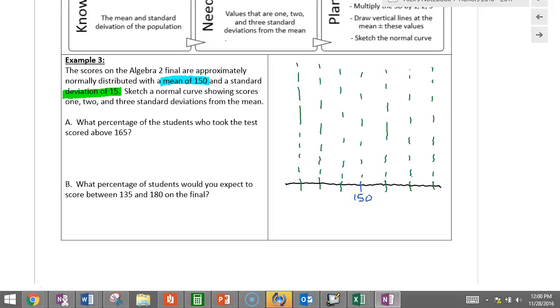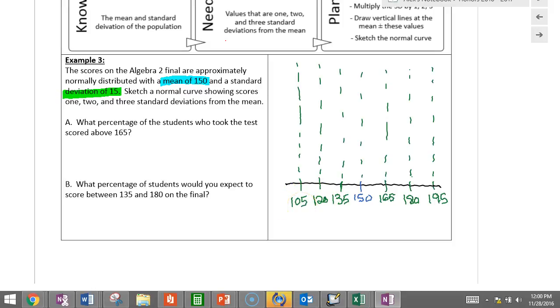Okay, so then I need to label what these are. So my standard deviation is 15. So I need to go 15 every time. So 150 plus 15, I get 165. 165 plus 15, we go 180. 180 plus 15, we have 195. Same thing going back. 150 minus 15, we have 135. 135 minus 15, we have 120. And 120 minus 15, we have 105.